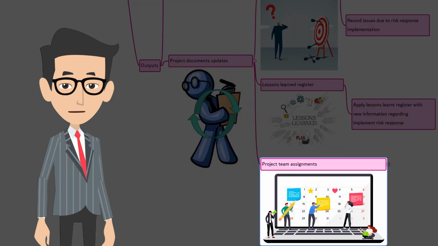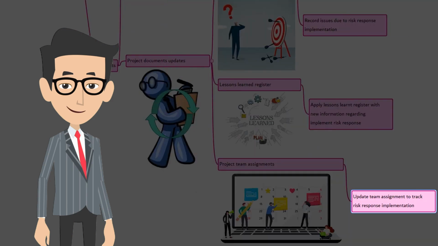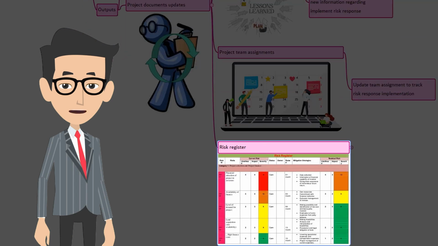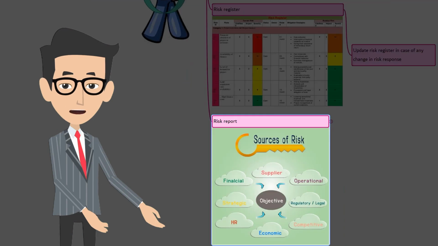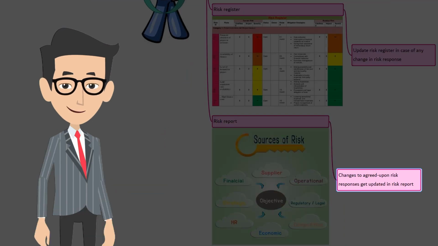The next one is project team assignments. Upon implementing the risk response, the team assignments get updated. This helps to track risk response implementation. Risk register. The risk register will get updated in case of any change from the previously agreed risk response. The last one is risk report. Changes to agreed upon risk responses get updated in the risk report.